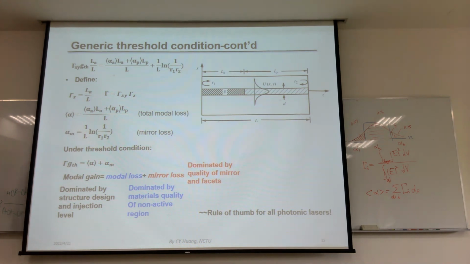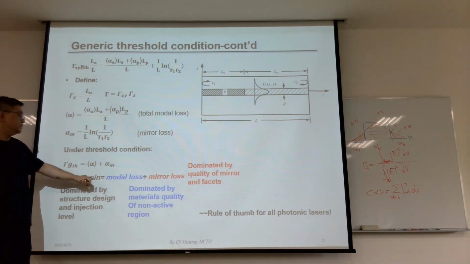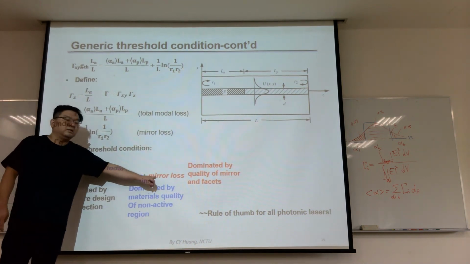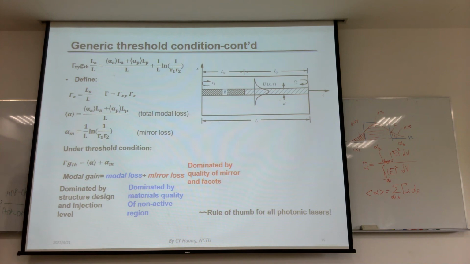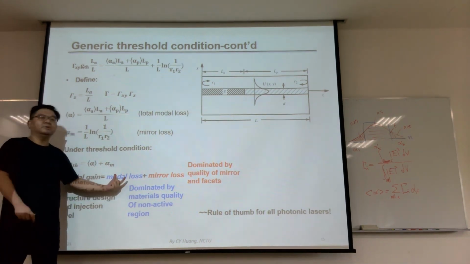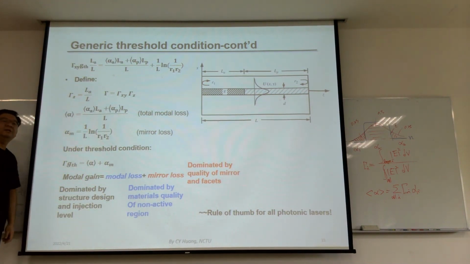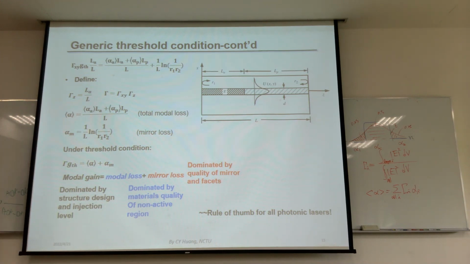How do you have a low threshold gain? You must reduce its modal loss and the mirror loss. Then we can further decompose where the modal loss comes from and where the mirror loss comes from. How do we confine the electrons in the cavity stronger and stronger? What can you do? By what design? Yeah, so that will be a very huge issue with a pretty simple statement.